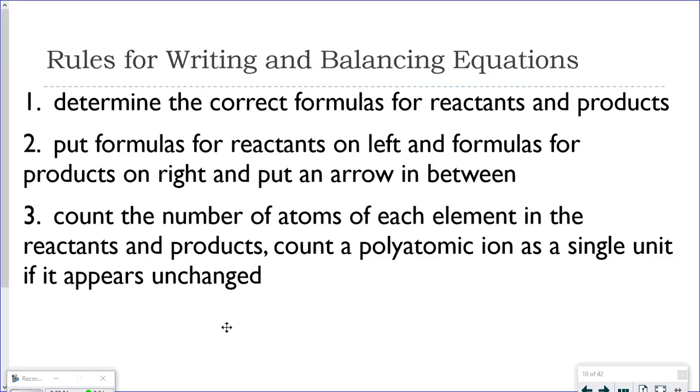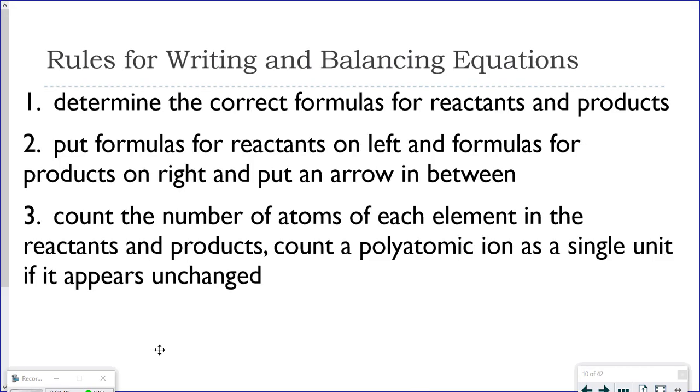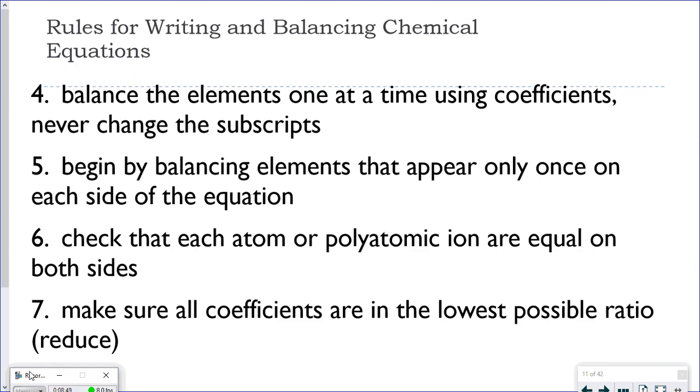You're going to count the number of atoms of each element on the reactant side and product side. And a little shortcut will be if you have a polyatomic ion that appears on both sides of the reaction, you can count it as a unit. Once you've counted all of the atoms on both sides, you can balance the elements one at a time by using coefficients. So remember, coefficients are numbers in front of a substance. You're never actually going to change the formula or the subscripts themselves, only add coefficients in front.